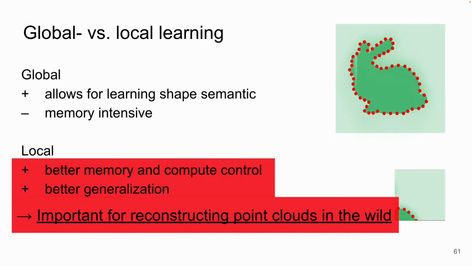But this better memory and compute control and better generalization capability is very important for reconstructing surfaces from point clouds in the wild, where we can have very large point clouds and where we do not necessarily have training data for the object categories we want to reconstruct.